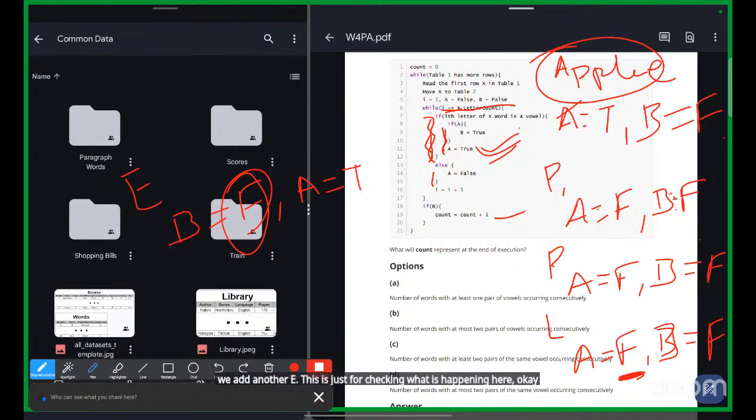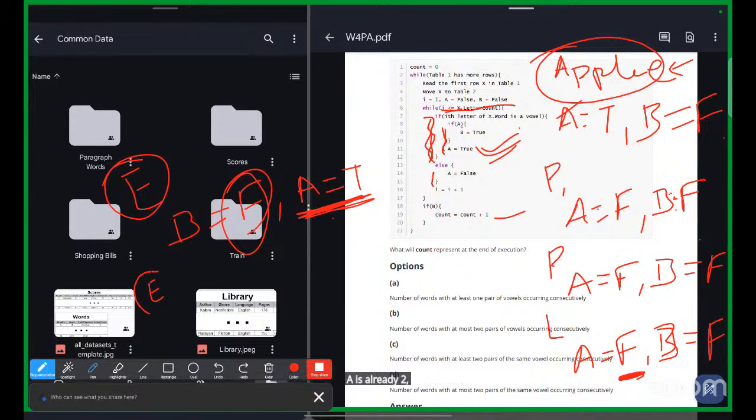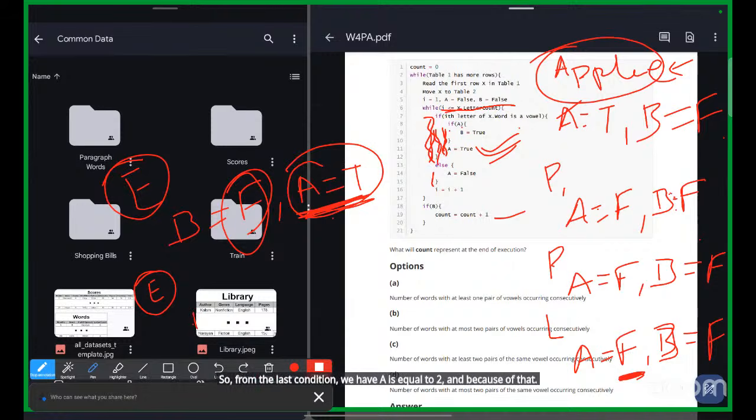Okay. So now A is true from the second last E. Now we are checking for the last E. A is already true, and E is again a vowel, and we'll move to this particular block, 8 to 12, and we will evaluate everything. So if A is true, so from the last condition we have A is equal to true, and because of that B will change to true, right?